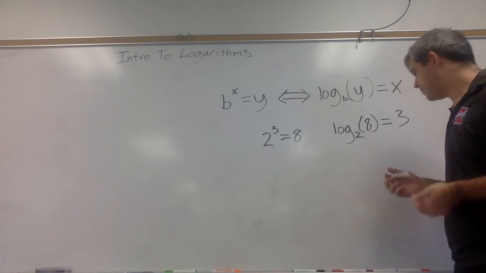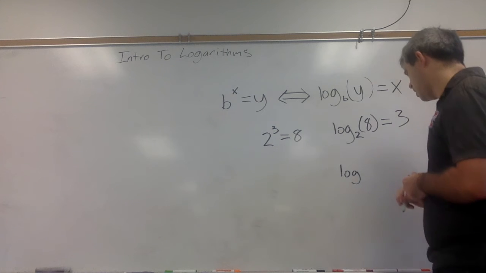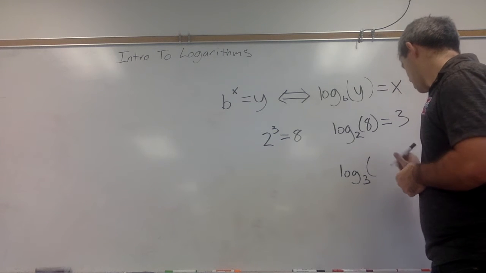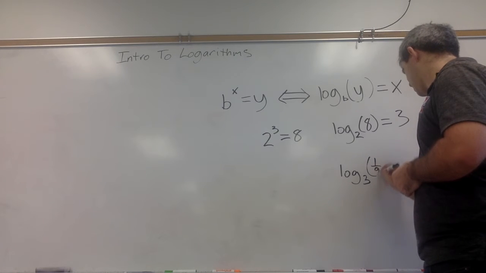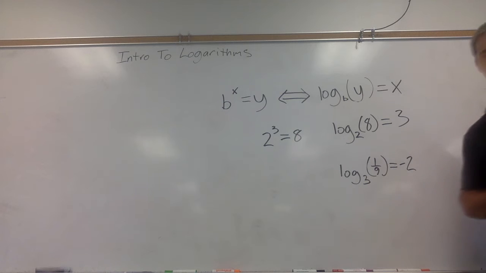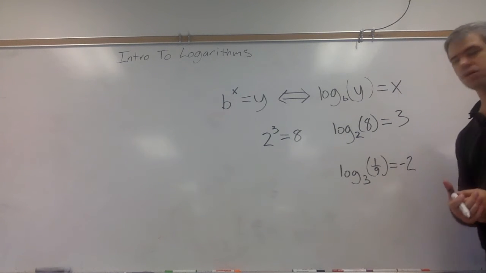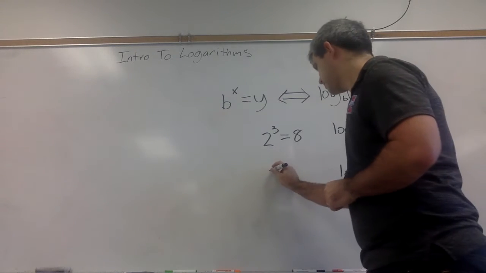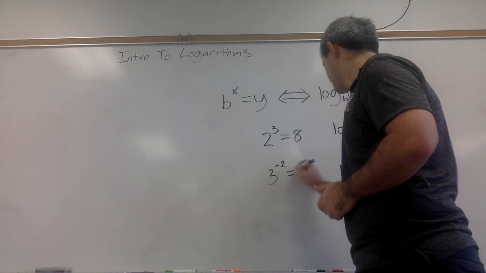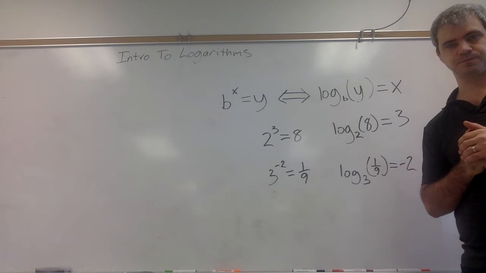Now let's go the other way. Let's say I have log base 3 of 1/9 equals -2. Okay, how would I write this as an exponential? Well, my base is 3. My exponent is -2. And my result would be 1/9.